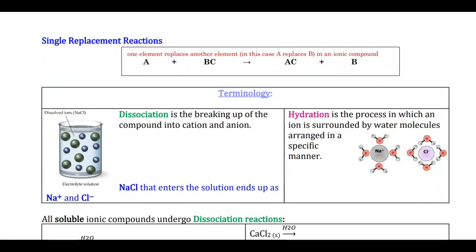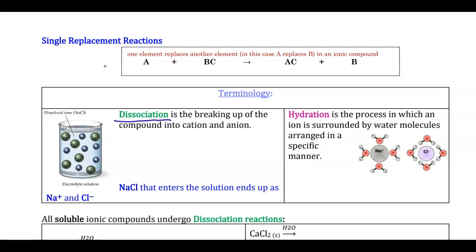The next one is single replacement reactions, where one element replaces another element. So we have an element and a compound, and the element replaces one element in the compound, right? Usually it's in an ionic compound, one element can be replaced by another one, and you will see it after all. So, the new terminology for you here is dissociation.